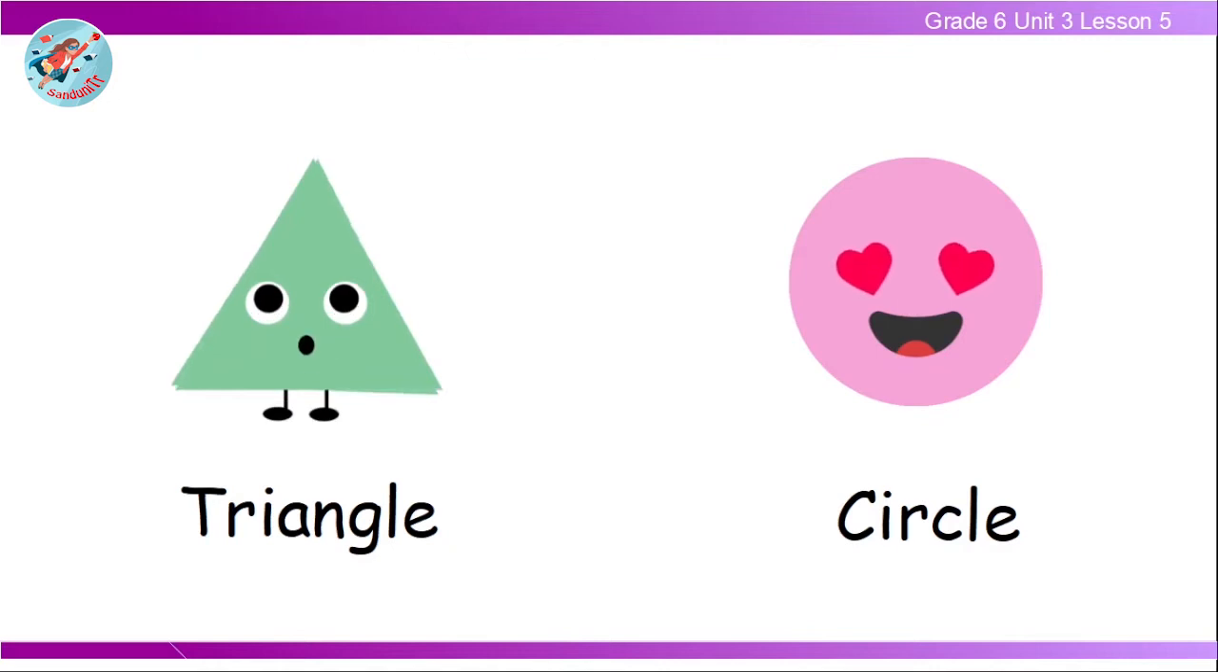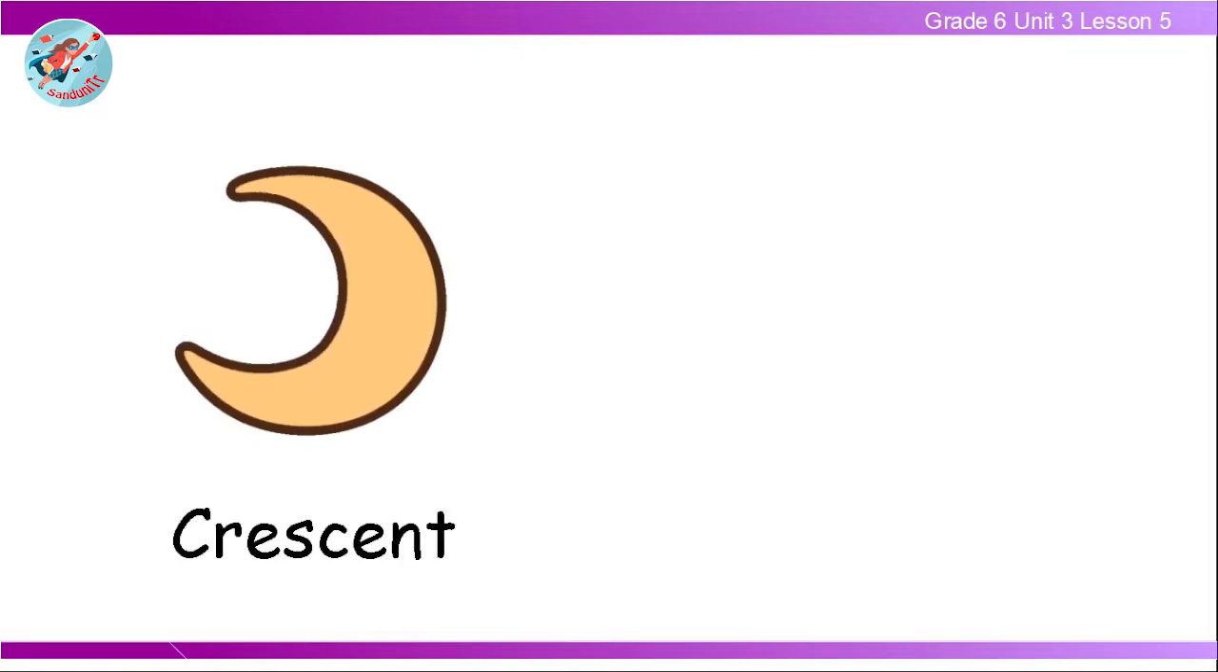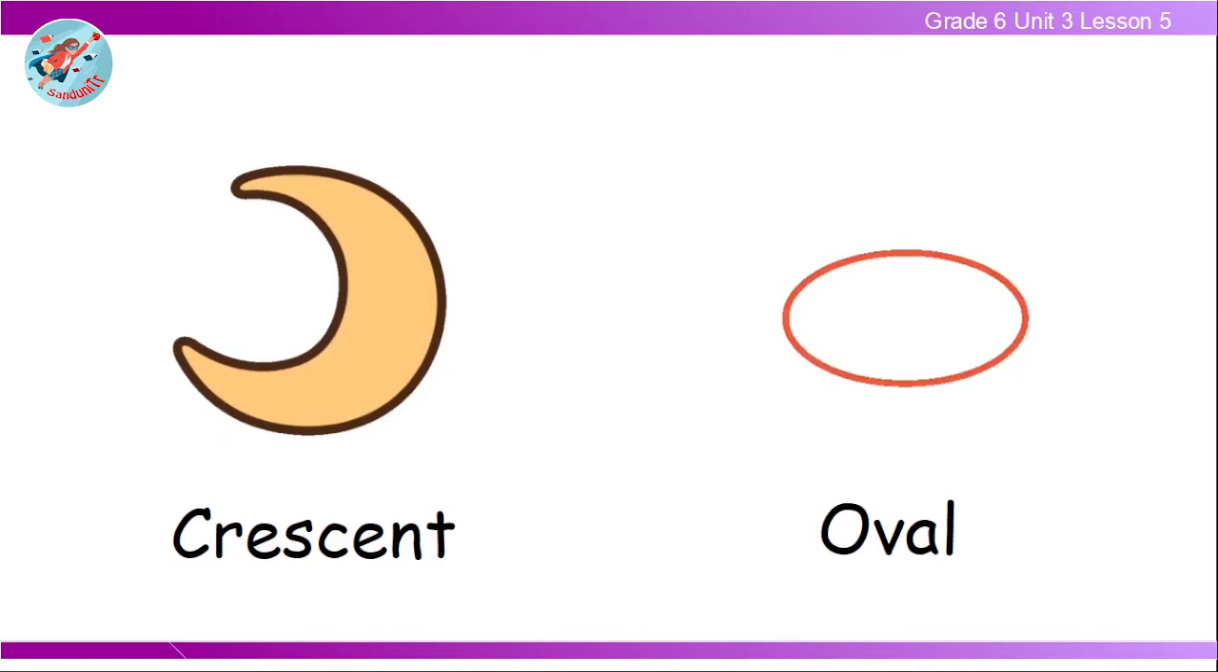Guess what's next? What is it? It's a crescent. Crescent. C-R-E-S-C-E-N-T. Crescent. How do you call the next shape? Oval. Oval. O-V-A-L. Oval.